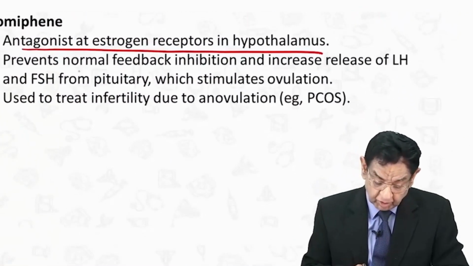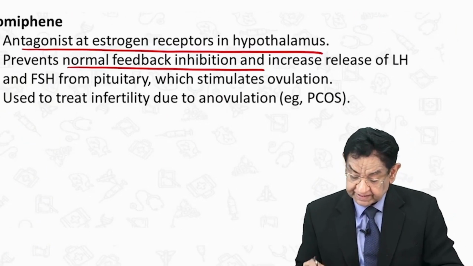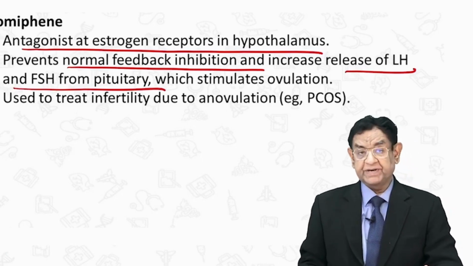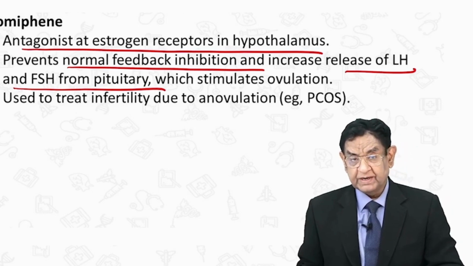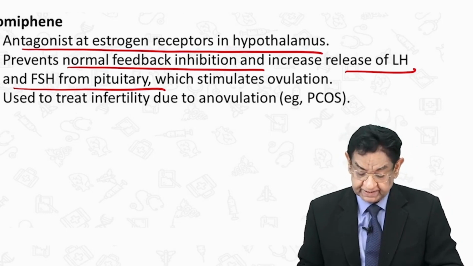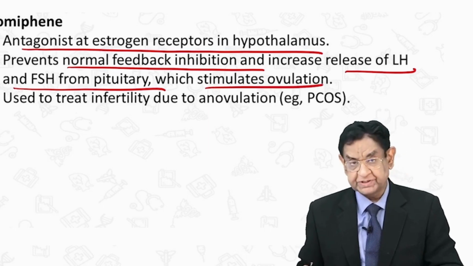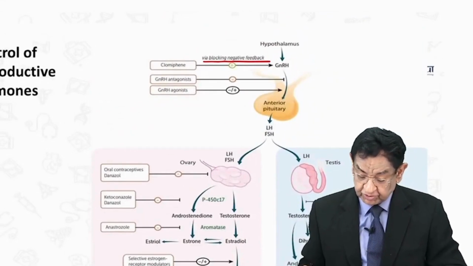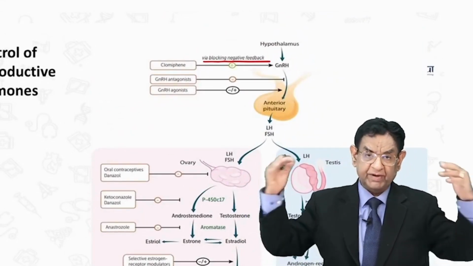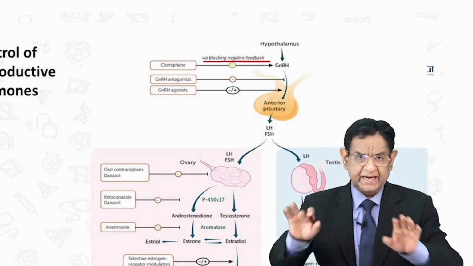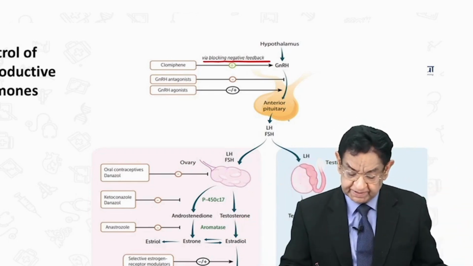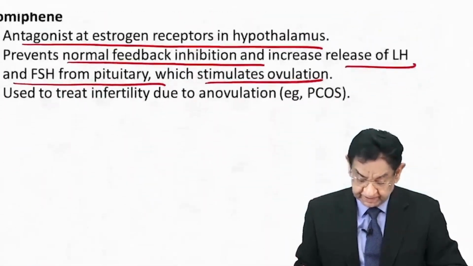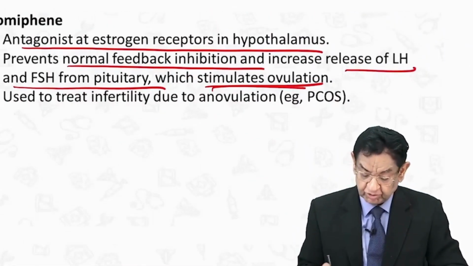So it prevents the normal feedback inhibition and increases release of LH and FSH from the pituitary. Definitely, so now more and more LH and FSH will come from the pituitary gland, and that will stimulate ovulation. Let us look into this again. We know GnRH is going to cause LH and FSH release. Normally we have a negative feedback, and that negative feedback will not be there. It means every time more and more LH and FSH will be there, and that will lead to stimulating ovulation.